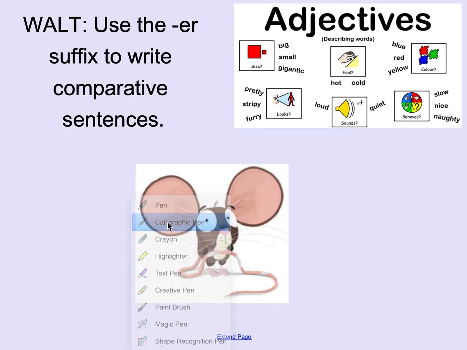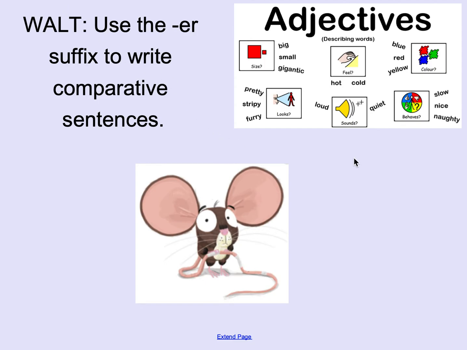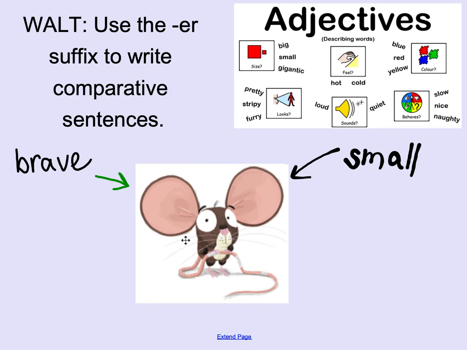Well, let's have a little think. What adjectives can we use to describe the mouse? Maybe we can say that the mouse is small. Or we can say that the mouse is brave. Can we say the mouse is brave? Brave. That's a good one. What other adjectives can we use to describe the mouse? Is the mouse nice? Maybe. Nice is a good one.